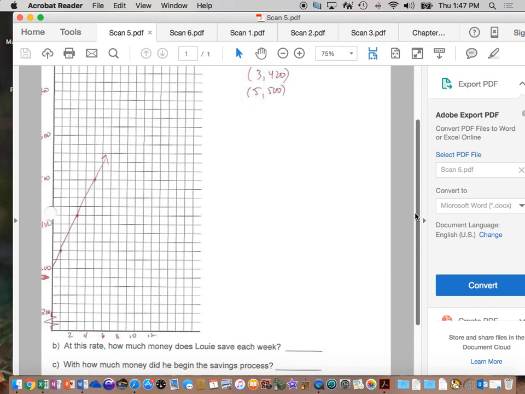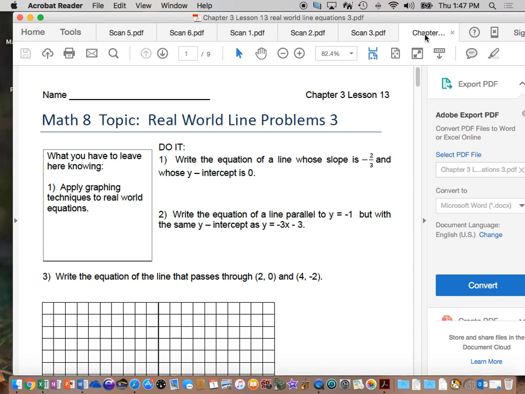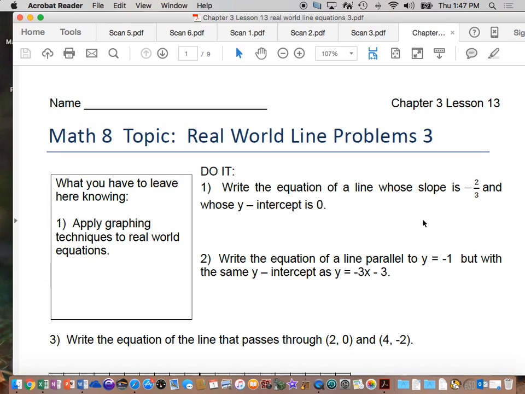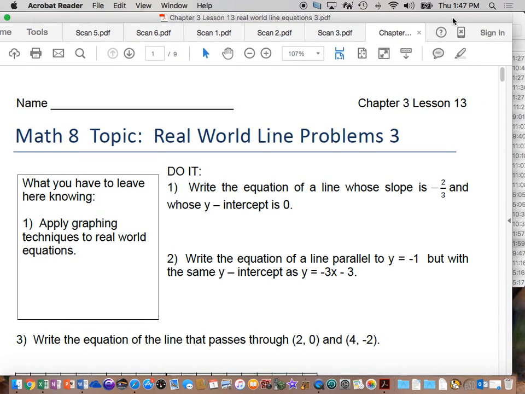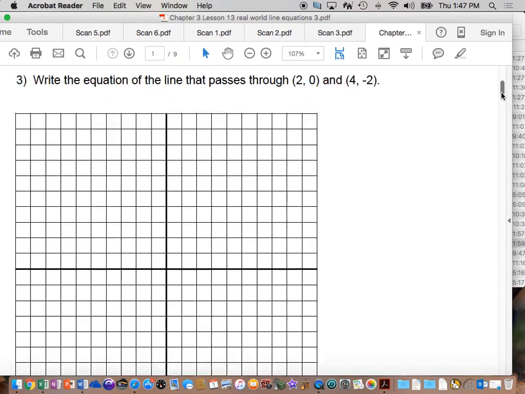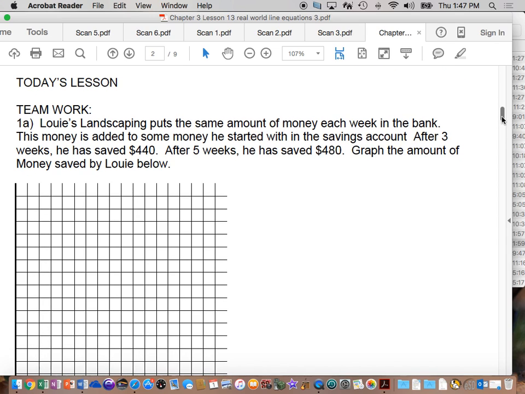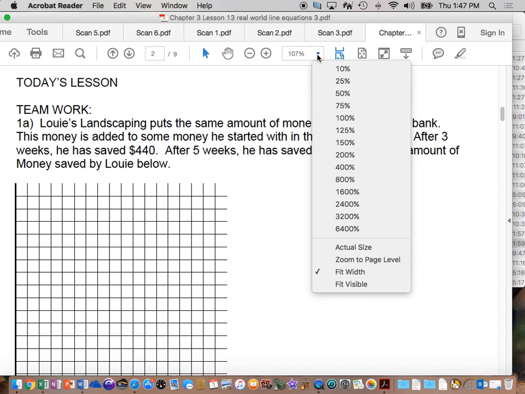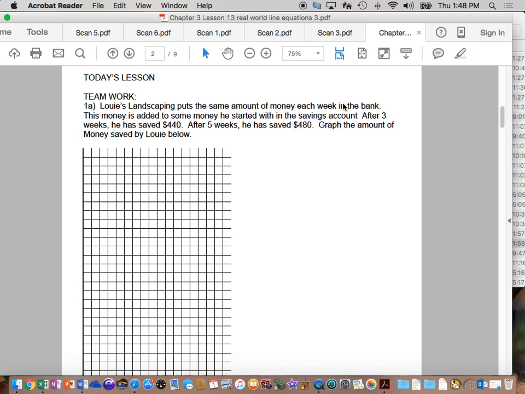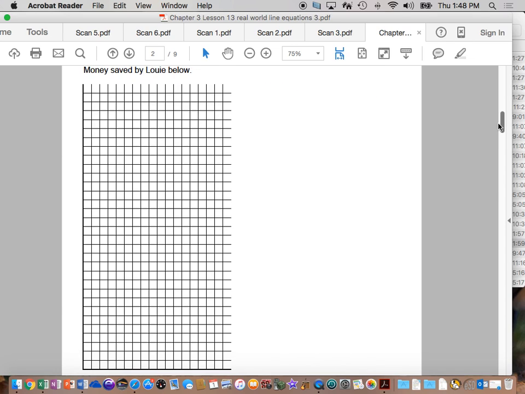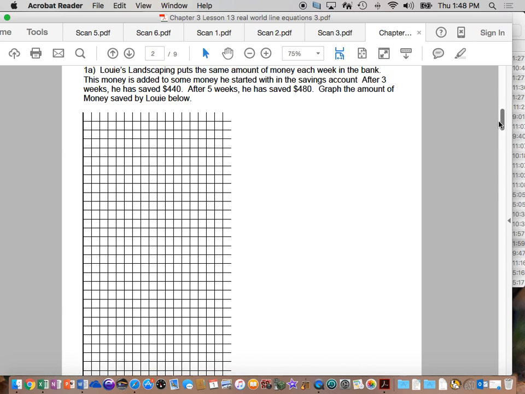All right, so now to today's work, real word problems 3. And I don't have a whole lot of time to do it, so let's skip right away to this. Let's have you guys try to work very quickly on Louis' landscaping, okay? And do that graph. If you feel you need help next to somebody and you can concentrate on what it is you're doing, feel free to ask for help.